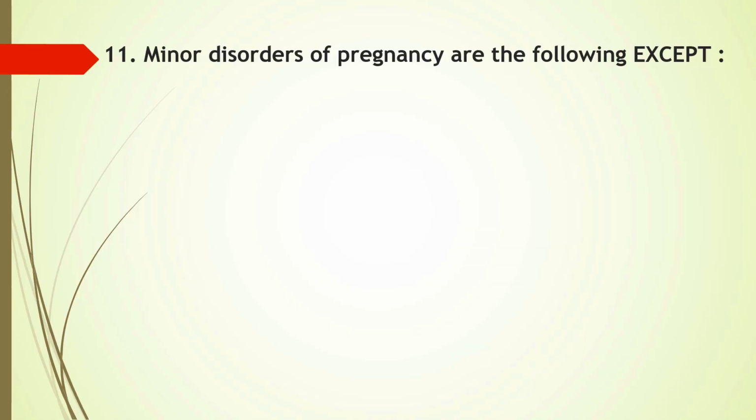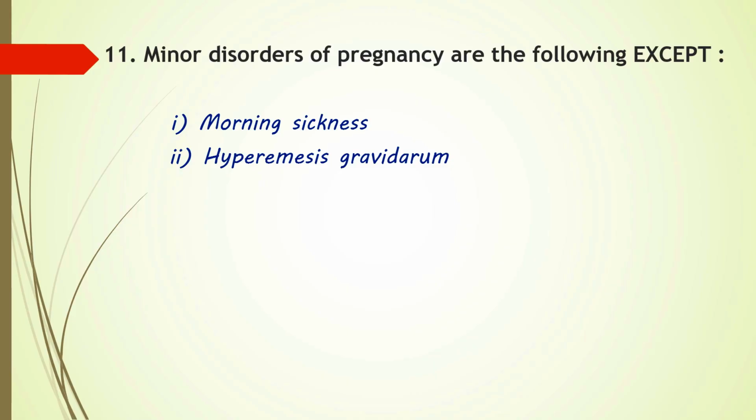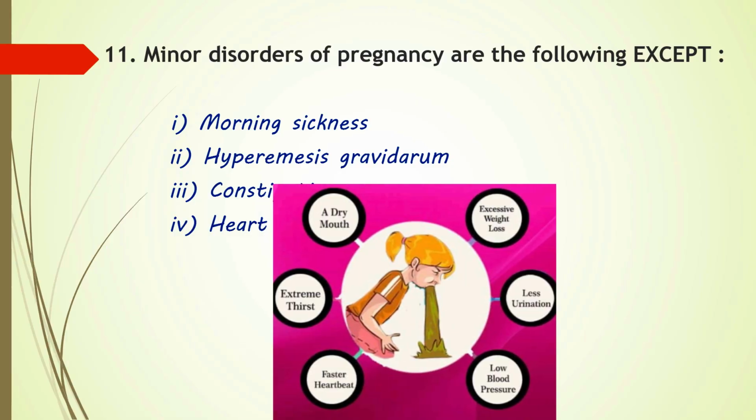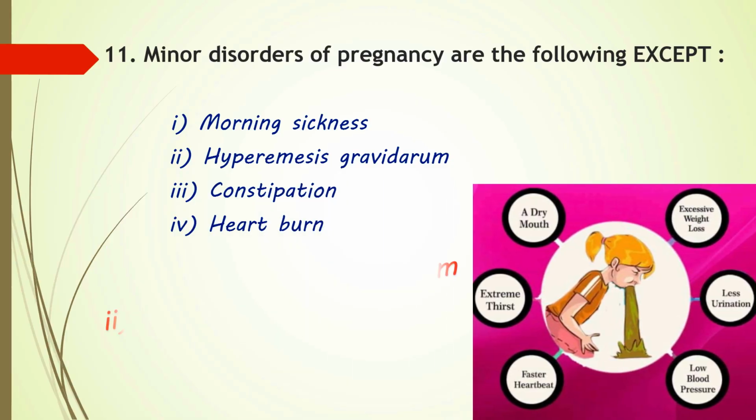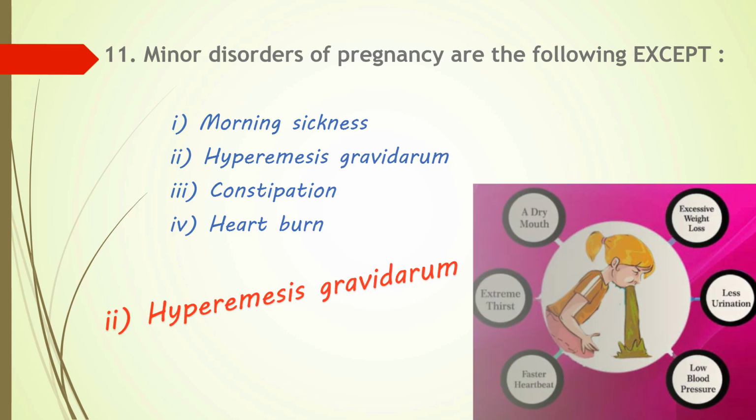Question number 11. Minor disorders of pregnancy are the following except. Options are morning sickness, hyperemesis gravidarum, constipation, or option 4, heartburn. Yes, you are absolutely right. Morning sickness, constipation, and heartburn are the minor disorders of pregnancy. But hyperemesis gravidarum is not a minor disorder. It is a serious and potentially life-threatening medical complication. So here option 2 is the correct answer.